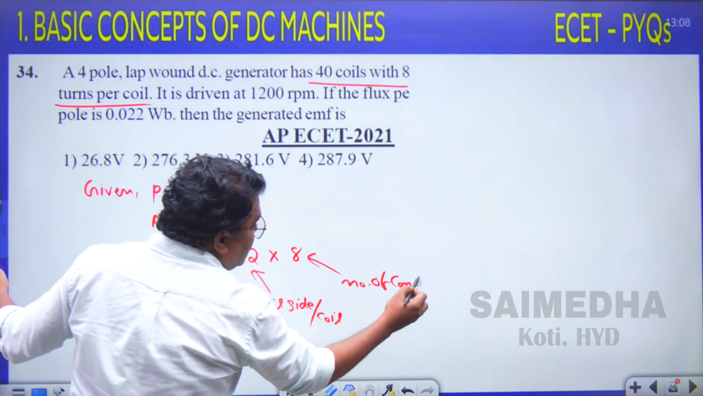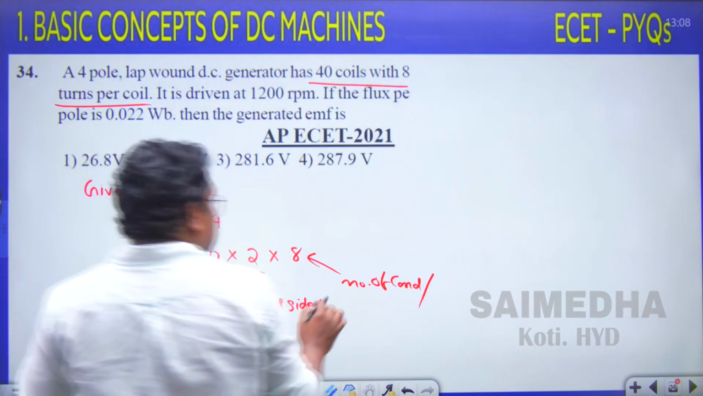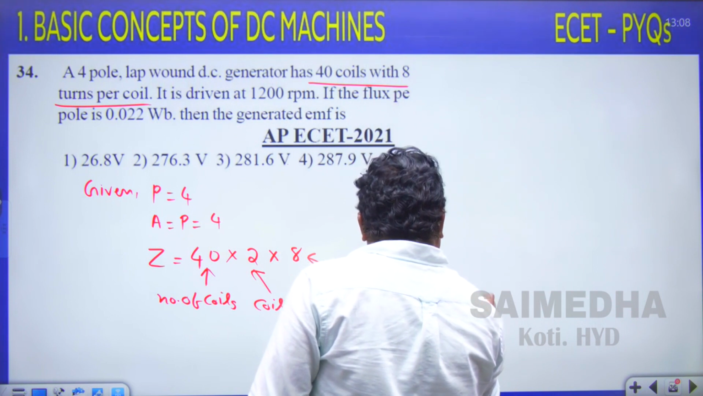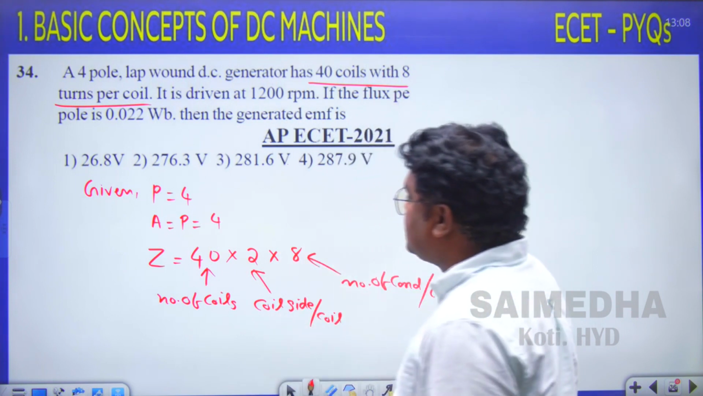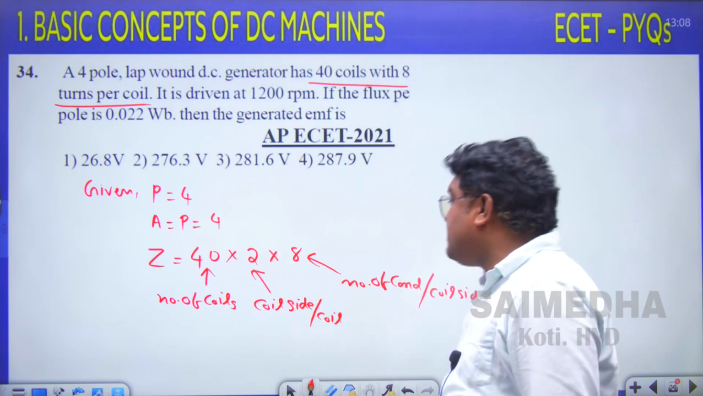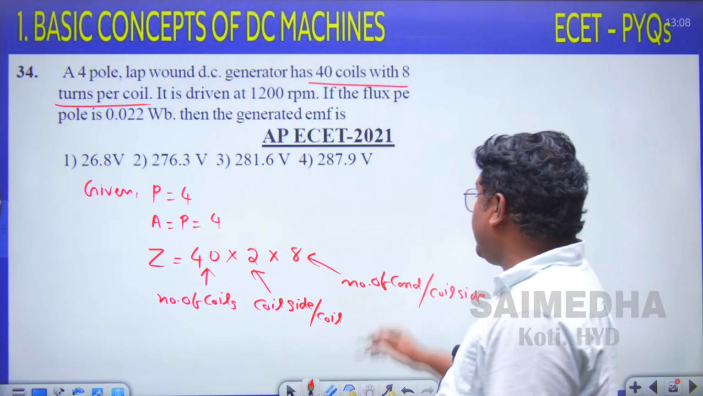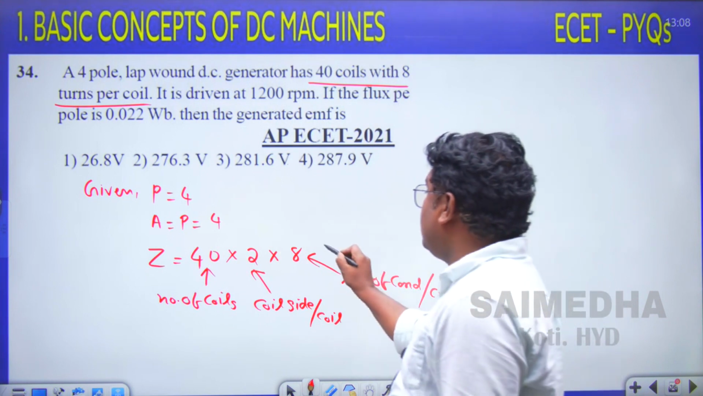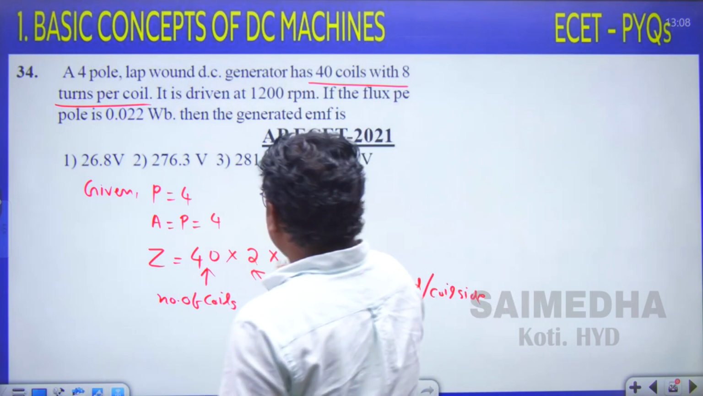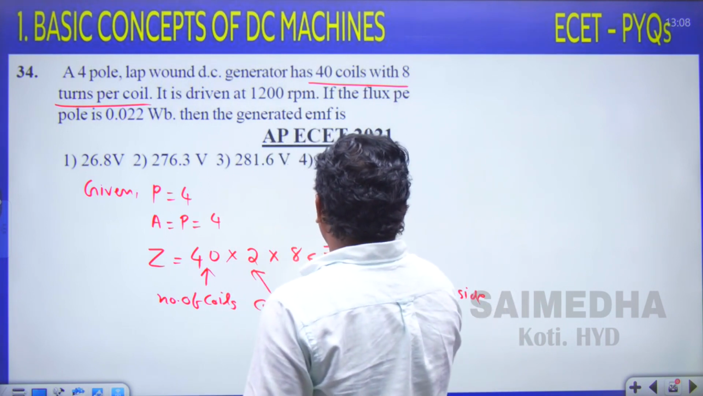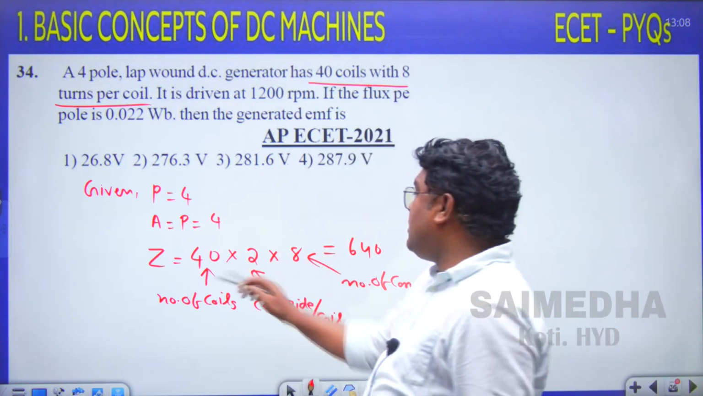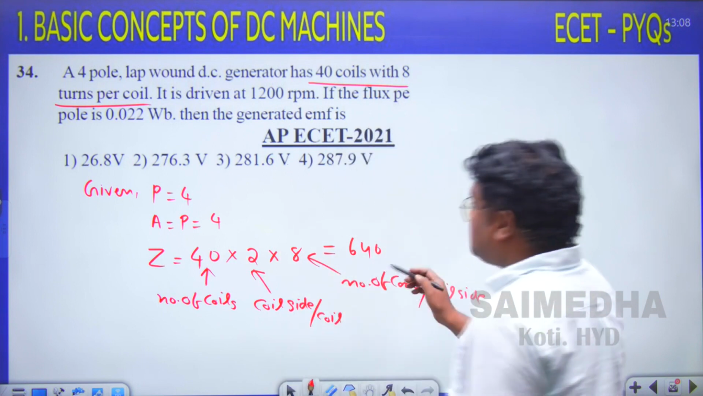This is the number of conductors per coil side. So we need to calculate the total number of conductors. Here 40 indicates the number of coils, 2 indicates coil sides per coil, and 8 indicates the number of conductors per coil side. Now multiply these: 40 × 2 × 8 gives 640 conductors. Is that clear?